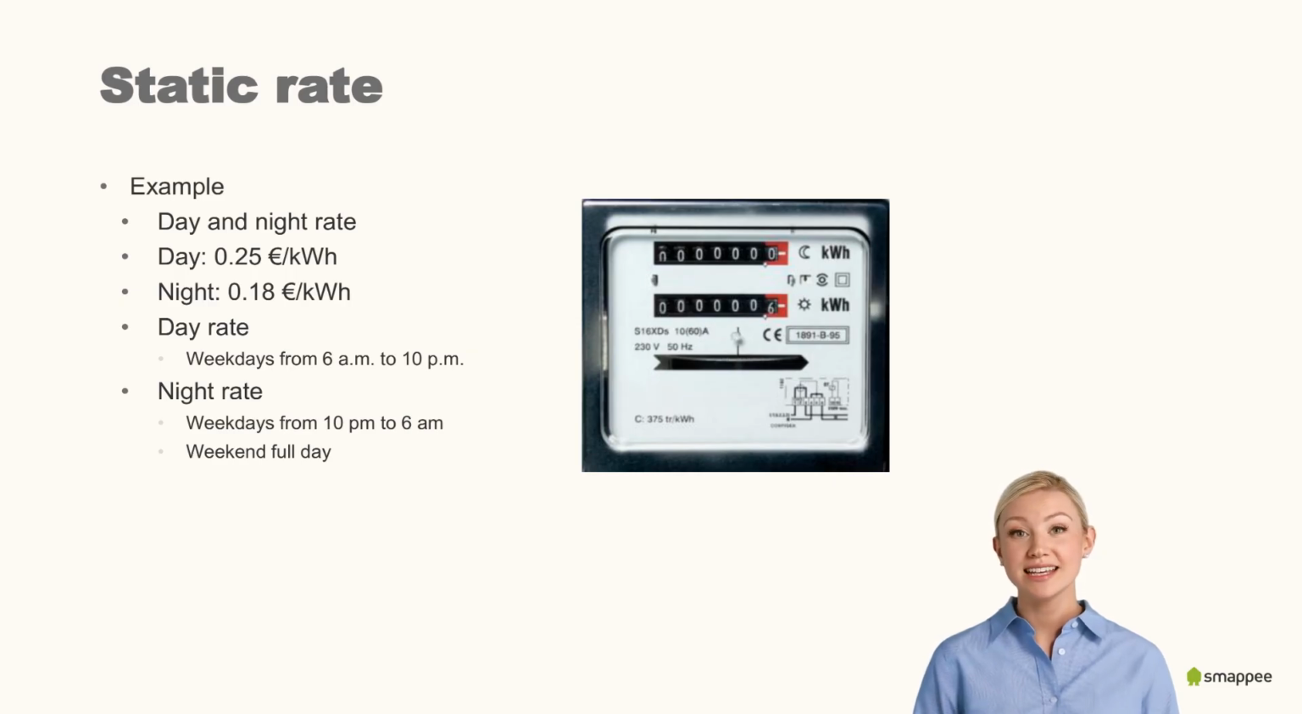Let's start by setting a static rate. One more small remark. A contract in which the rates are reviewed every month or every quarter is also considered a static contract. It is then up to you to implement the changes in the Smappee app. To keep the configuration transparent, we will work with an example.